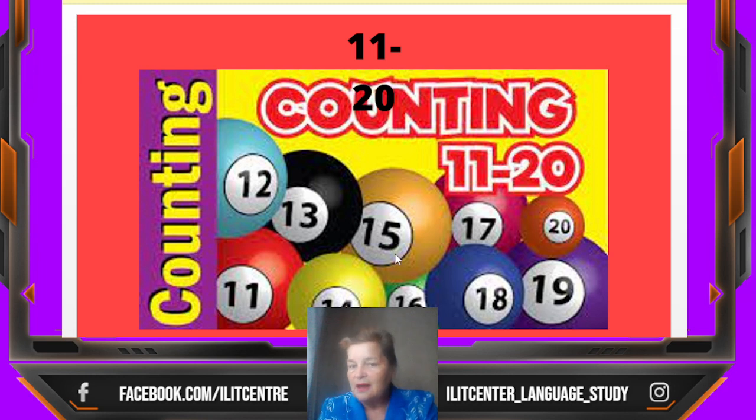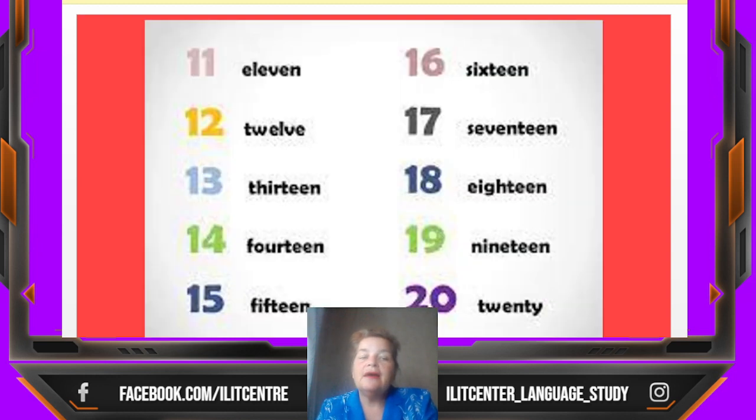Do you understand how we build these numbers? We take 10 plus 3, 10 plus 4, or 5 plus 10, vice versa. 15, 6 plus 10, 16, 7 plus 10, 17, 8 plus 10, 18, 9 plus 10, 19, of course, and 20.